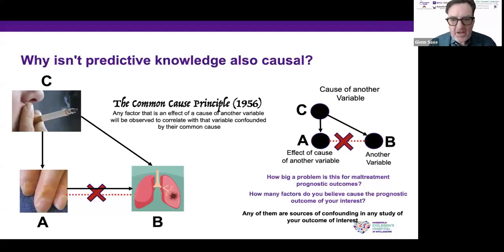And I defined why this is through the common cause principle. Any factor that's an effect of a cause of another variable will be observed to correlate with that variable, confounded by their common cause. I talked about lung cancer and yellow fingers, which correlate, and that correlation would be replicated in any study. And of course, there is a common cause, smoking. This triangle of these three variables is critically important, and when we talk about multi-causality, boy, is it important.